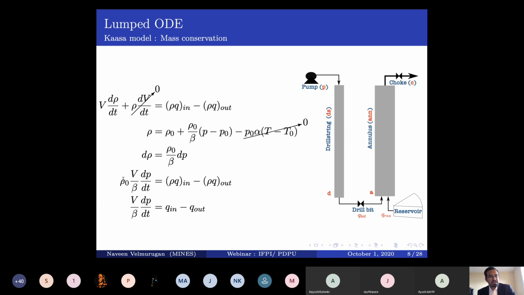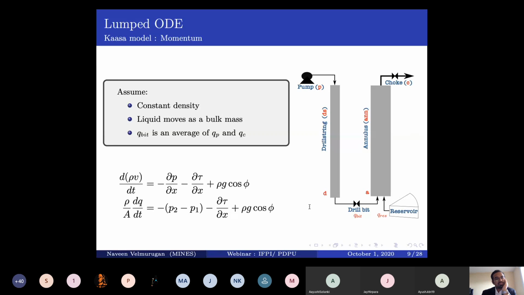Now, if you recall, we have our assumption as constant density throughout the whole volume. So what goes in, what comes out, all the densities are equal. That is equal to rho 0, and that cancels out. So what you end up with is a simplified approximation of your mass flow inside your drill string or any particular control volume. We have the mass conservation, and in the first principles of physics, we need to also have the momentum conservation, right?